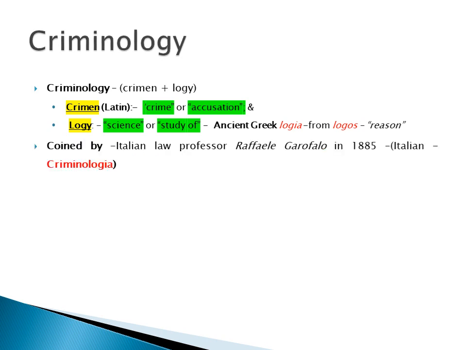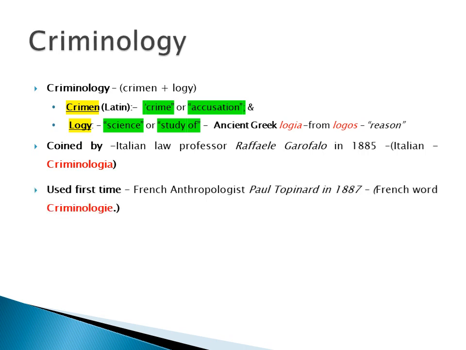The term criminology was coined by an Italian law professor, Raffaele Garofalo, in 1885, in Italian Criminologia. Later, the French anthropologist Paul Topinard used it for the first time in French, Criminologie, in 1887. Criminology is the study of crime from a social perspective, including examining who commits crimes, why they commit crimes, what the impact of crimes on victims and societies is, and how to prevent crimes.